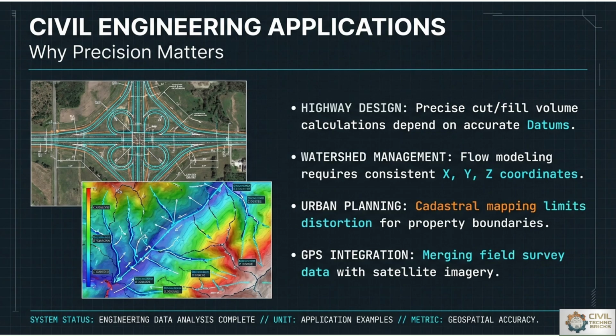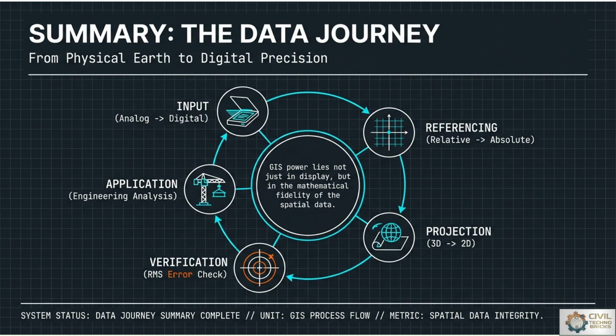Moving towards the integration point of view, GPS and remote sensing integration: GIS integrates Global Positioning System field survey data with satellite imagery using common coordinate reference systems, which ensures accuracy, overlay, spatial analysis, and engineering decision making.